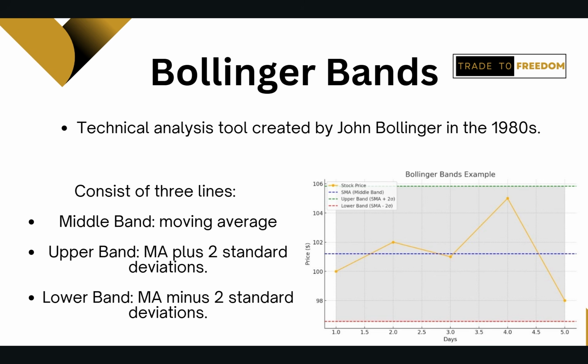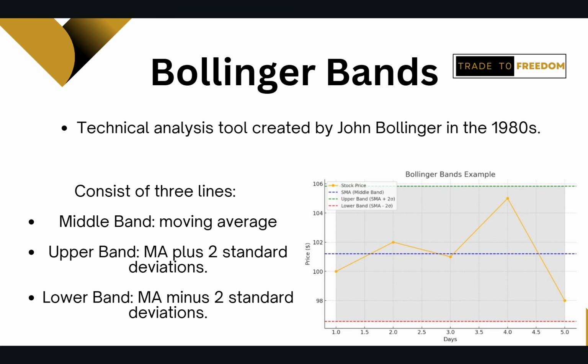It consists of three lines. So we have the middle band, which is just a moving average. It typically defaults to the 20-day moving average. Then we have an upper band that is the moving average plus 2 standard deviations, and a lower band that is set to minus 2 standard deviations.